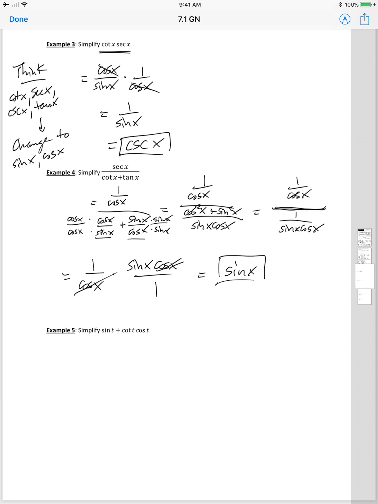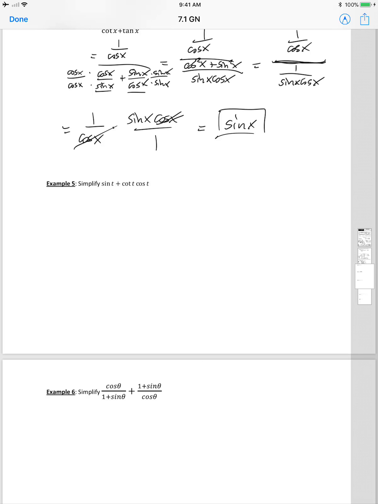It's so elegant. There's no other word I can think of to describe this than elegant, and I truly love that so much. Let's look at example 5. Again, I see cotangent. I'm going to change that to sine cosine. So sine of t plus cosine of t over sine of t times cosine of t.